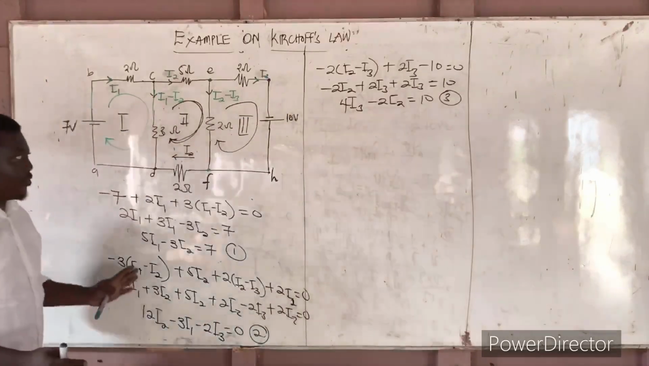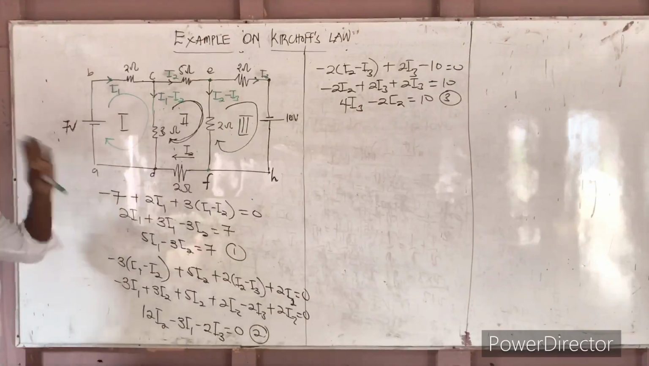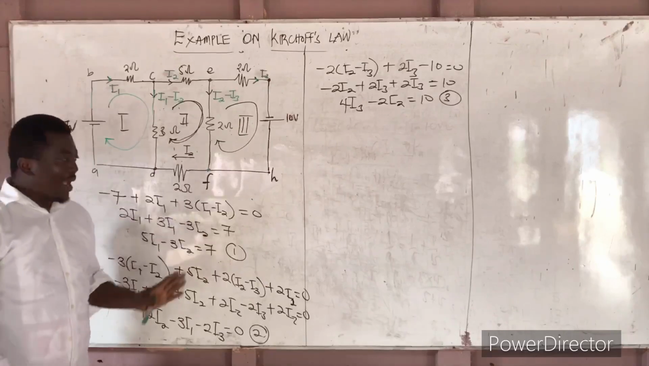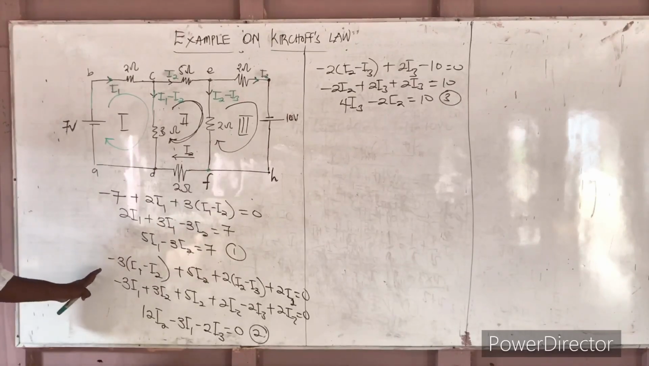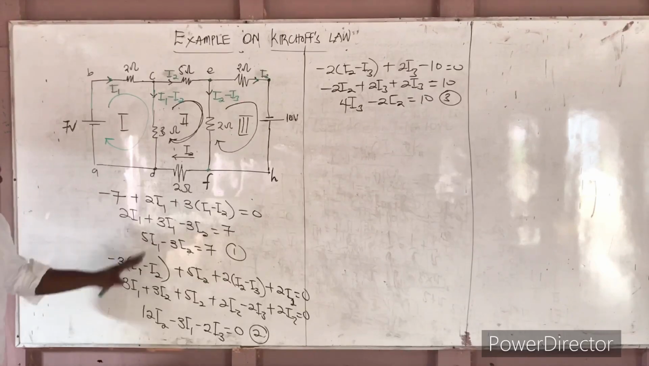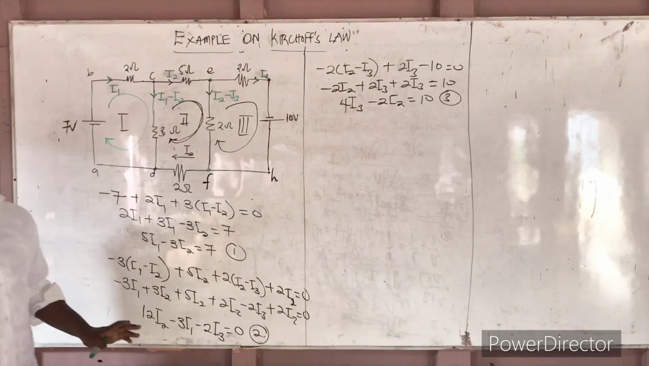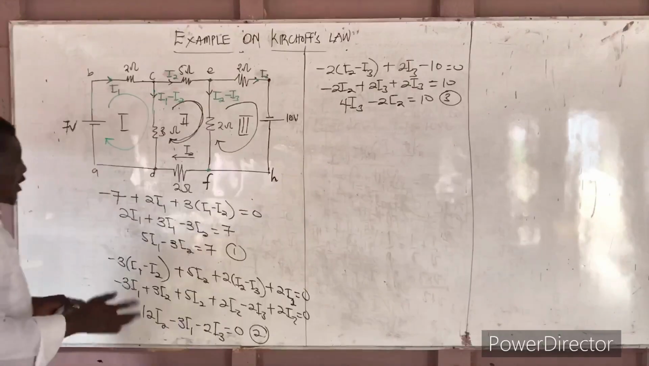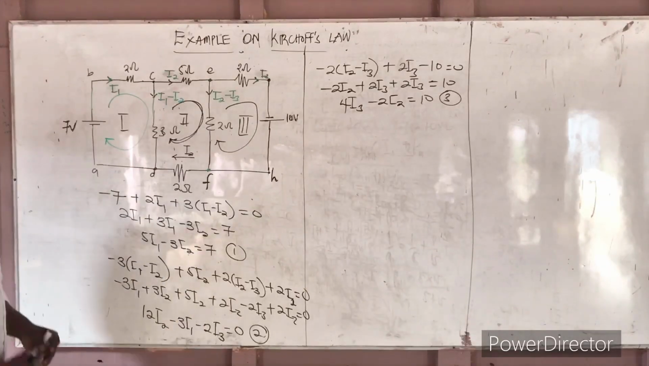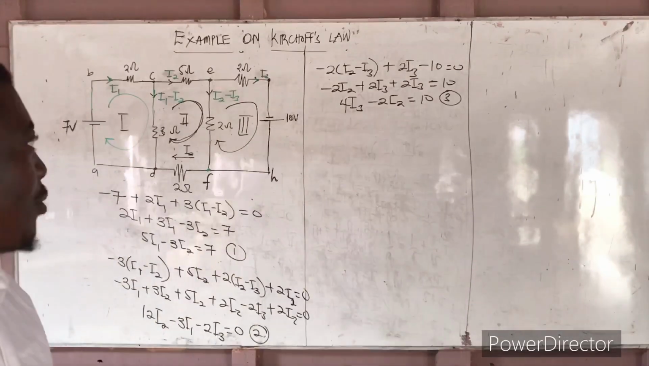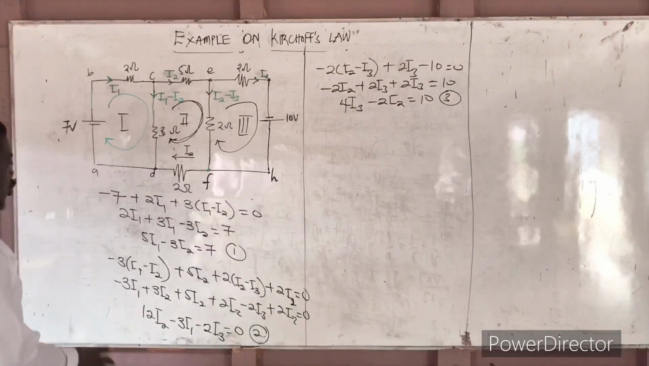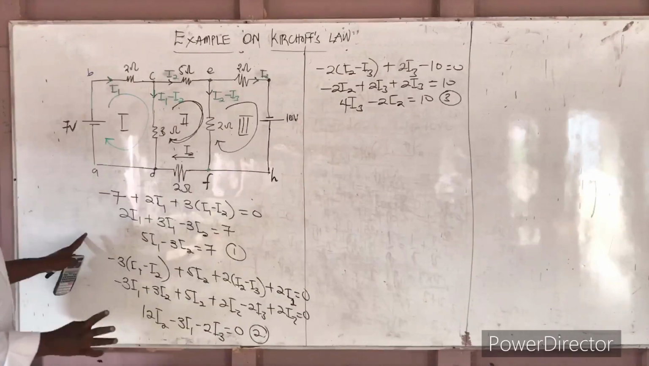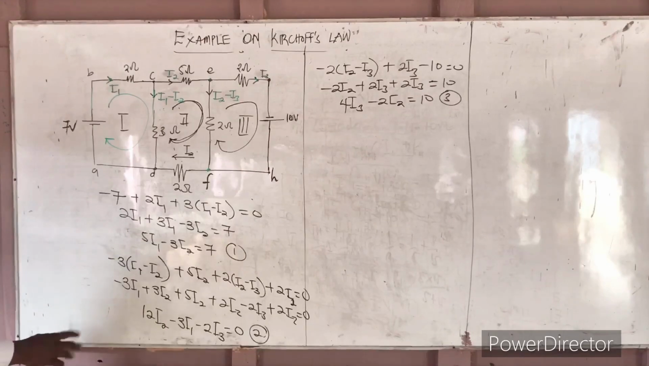So we have 3 unknown variables, I1, I2, and I3, and we have 3 equations to solve the 3 unknown variables. Since we have 3 equations and 3 unknown variables, we are going to solve these equations.